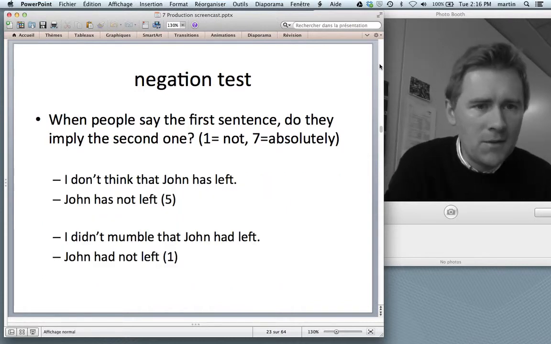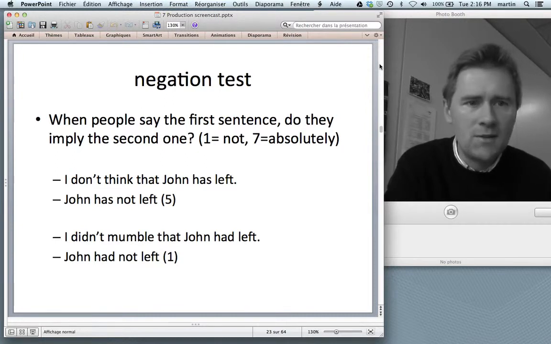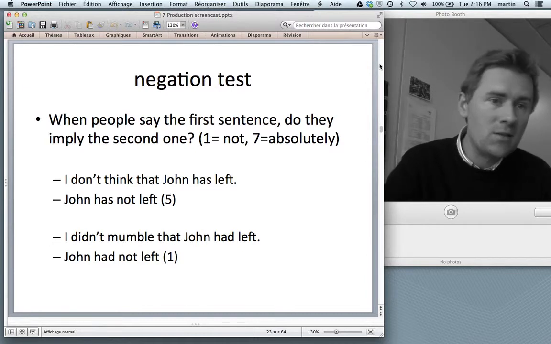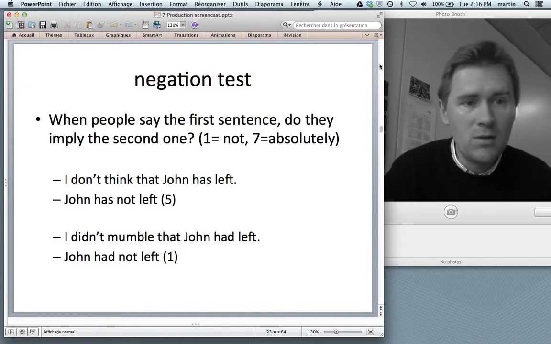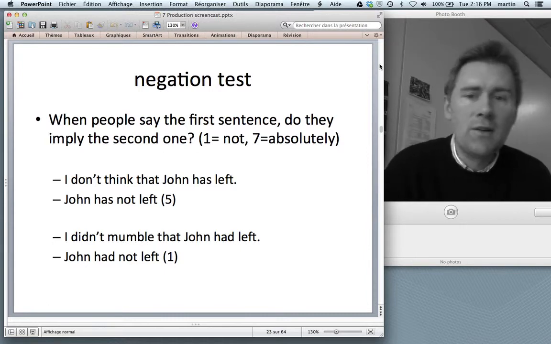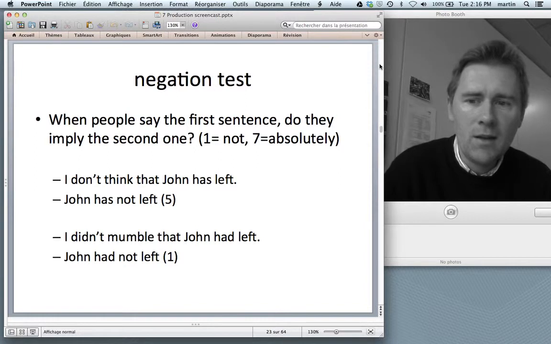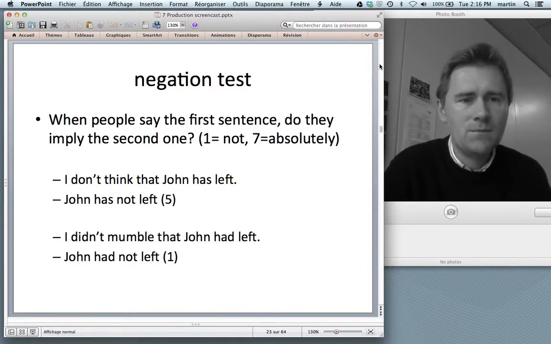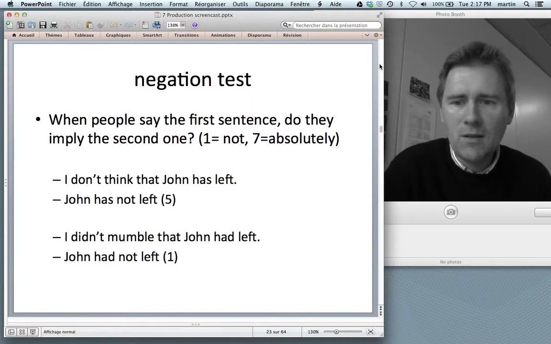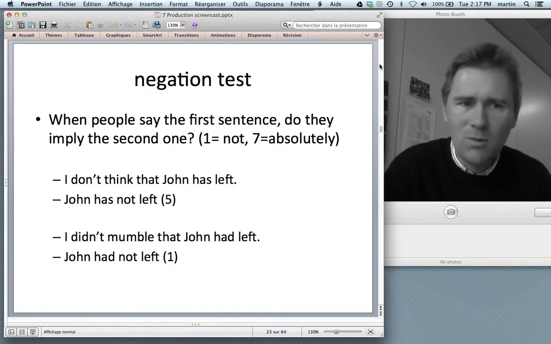And the kinds of sentences that Ambridge and Goldberg gave their subjects were precisely these complement-taking predicates, like think, and examples with mumble, and so on and so forth. So when people say, "I don't think that John has left," do they mean to say that John hasn't left? Do they mean that? And if so, give them a high score. If they say, "I didn't mumble that John had left," do they mean that John had not left? Probably not. So you give them a low score.